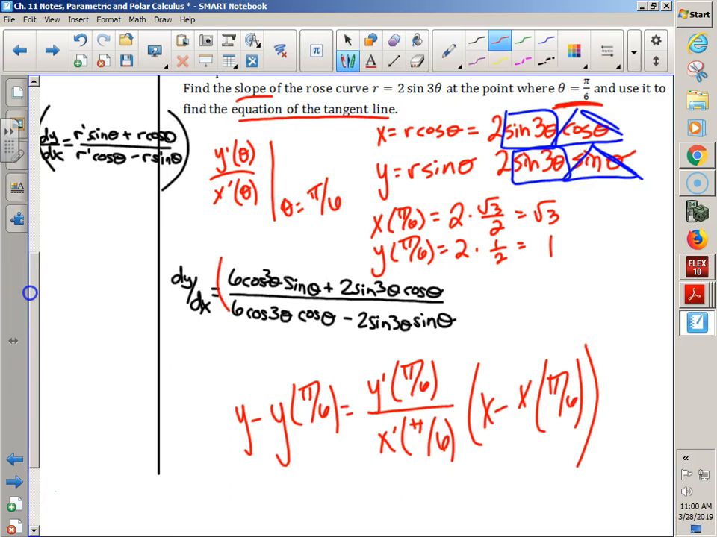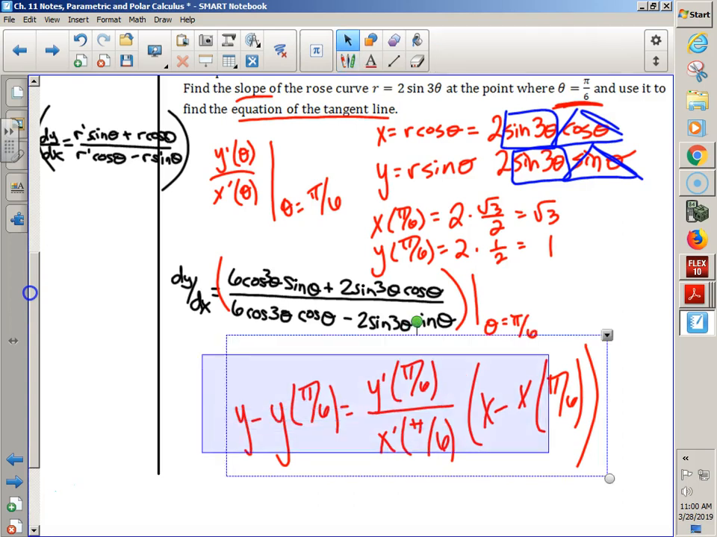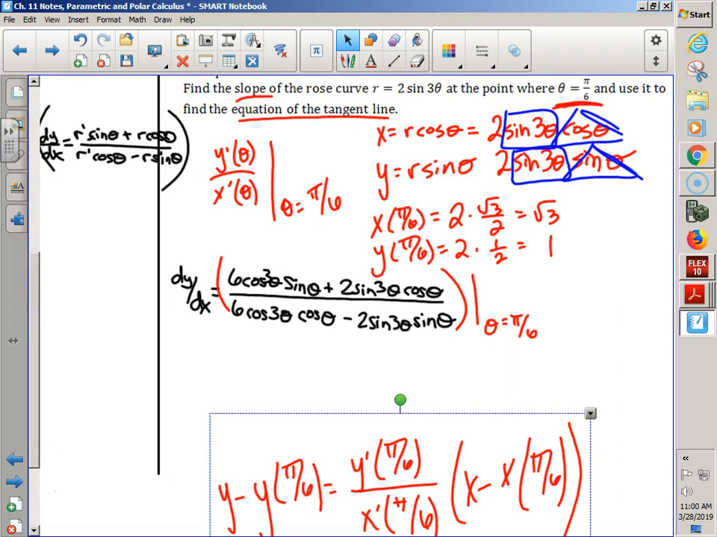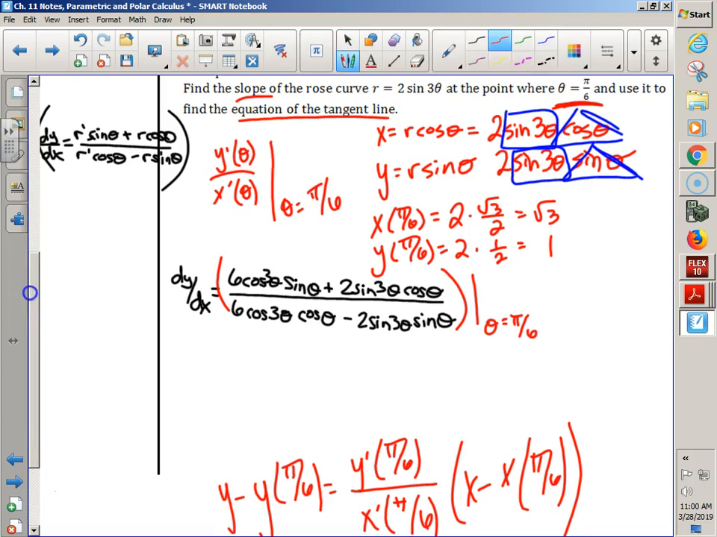Why did Riley do the little oof when I said no calculator? How much plugging and chugging do you guys have? Wait, so would this be a calculator problem? No, pi over 6.